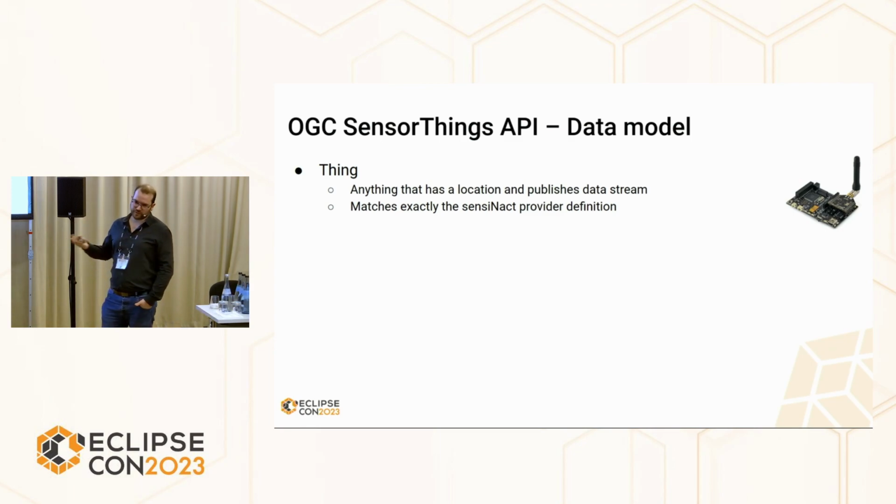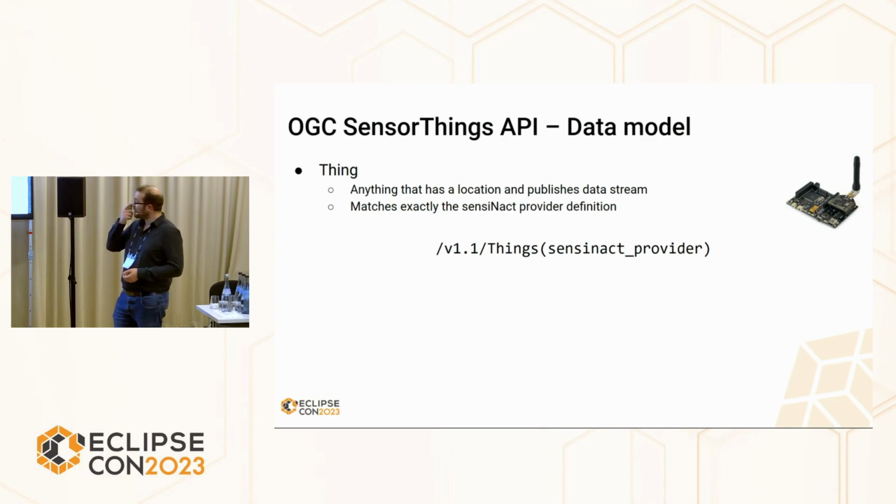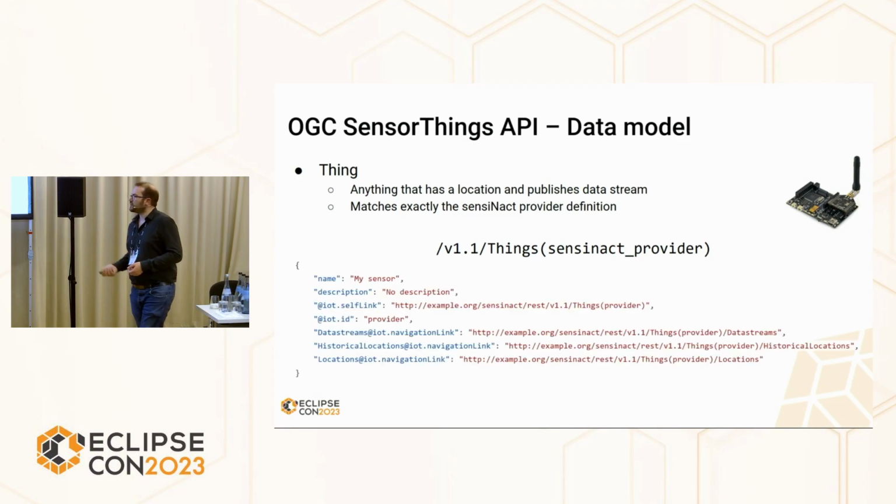So the first thing is a thing in OGC SensorThings. It's anything that has a location and publishes data streams. That's the definition. So that matches our provider. It holds a lot of resources, which are data streams here, and it has a location. We saw the admin location resource before. That's how it's supposed to be called from the OGC SensorThings REST API, which is the main standard, and we return that. I will show you the other JSON, but we just stay on that one, just to see one thing.